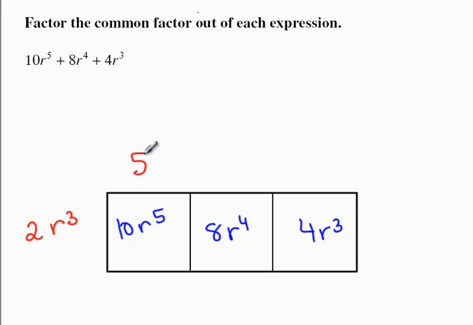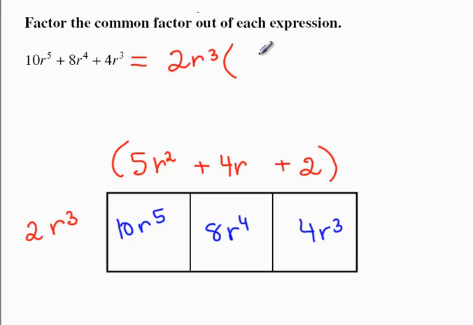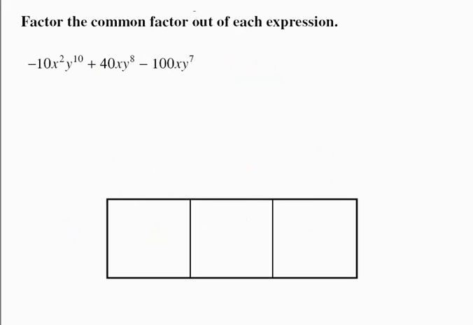Right here, I need 5r squared. I need 4r. And here, I need a 2. And remember, a really quick way to check is to multiply it out and then double check that these are our answers. So in factored form, the area of this rectangle is going to be 2r to the third times 5r squared plus 4r plus 2. And then that's it.